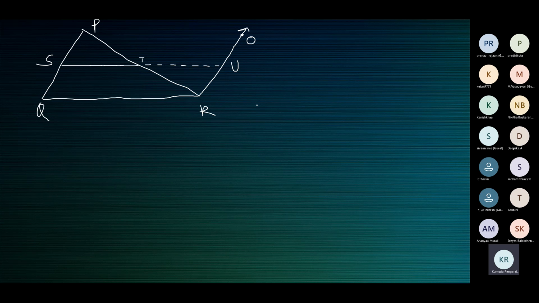So what is it that we have to prove? Ma'am, ST is parallel to QR and ST is half of QR. Yeah, we have to prove that ST is parallel to QR and ST is equal to half of QR.